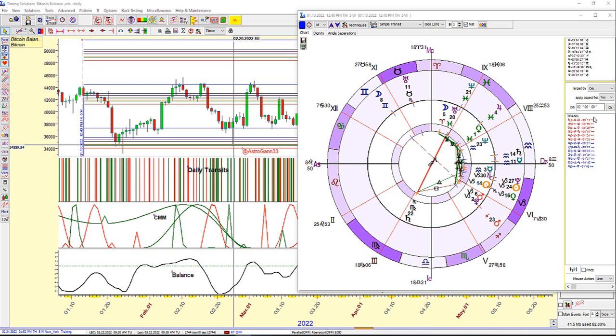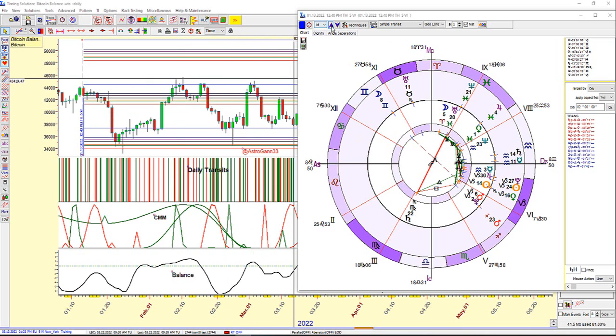And also there's a panel here that it's probably not too clear on the video because it's quite small, but it tells you exactly what aspects are occurring on the day. I'm using a tight orb of 2 degrees. So anything that's in the red here, that means that's an applying aspect, which are more powerful, and the ones that are in blue, they're already separating, which means they've already happened and are finishing their power.